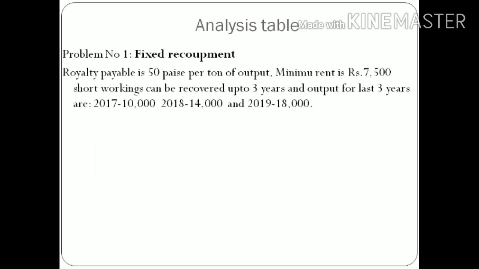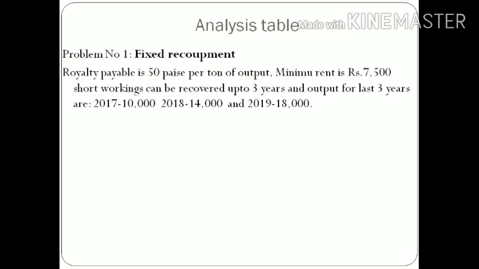Next, let us move on to one practical problem here. Very important question for 6 marks. Preparation of analysis table. I have to put an example here. See here, problem number 1 under fixed recoupment. You can see here, this is a question.